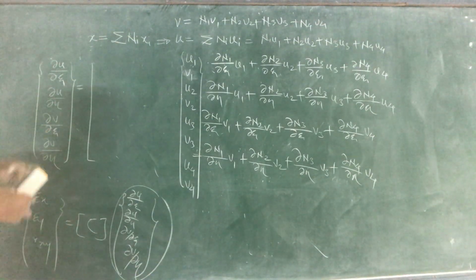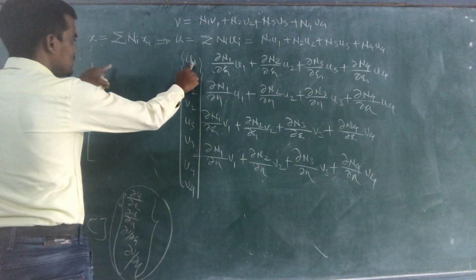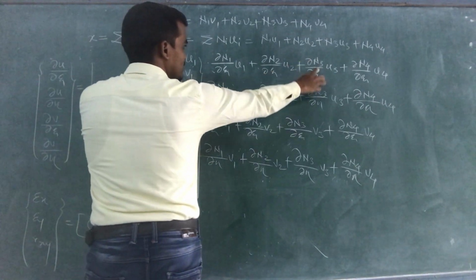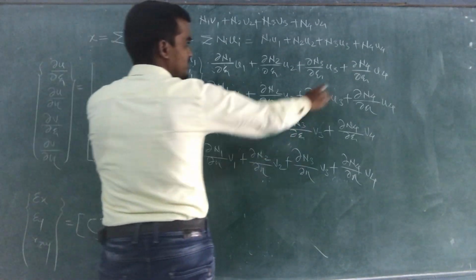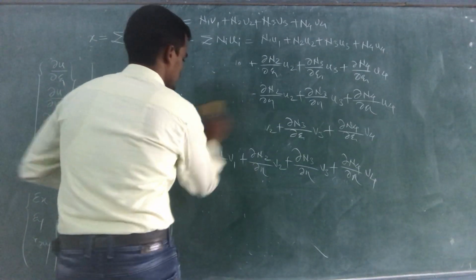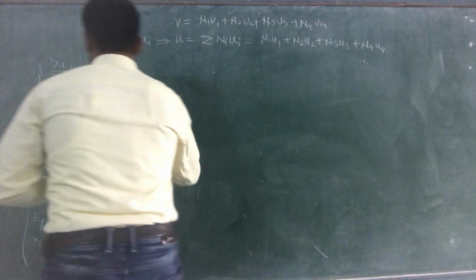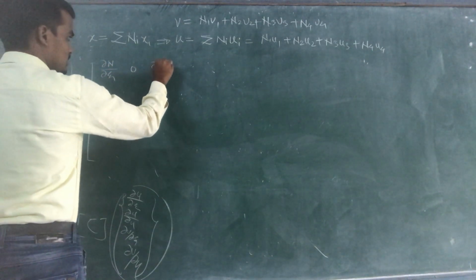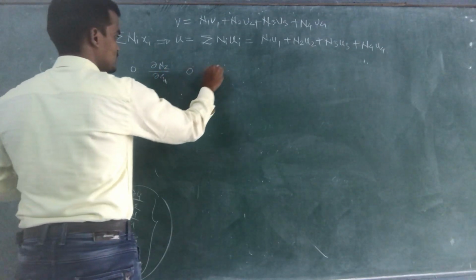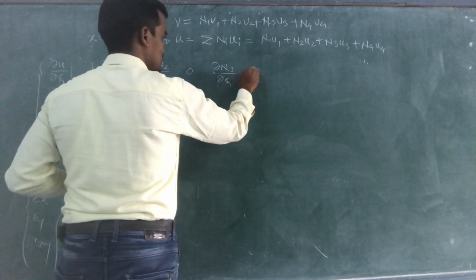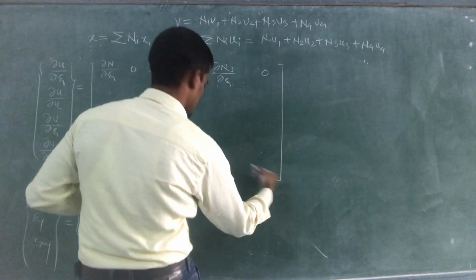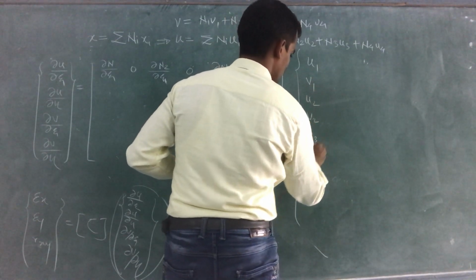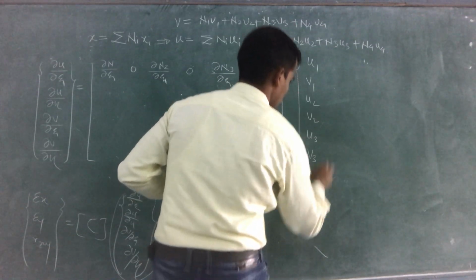If we need to write down the first term, this matrix will contain del N1 by del zeta into u1, the second term will become 0, then the third term will become del N2 by del zeta, then the fourth term will become 0, then the fifth term will become del N3 by del zeta, then this term will become 0, and finally the last term will become del N4 by del zeta. So in this way we can write it: del N1 by del zeta, 0, del N2 by del zeta, 0, del N3 by del zeta, 0, del N4 by del zeta, 0, into u1, v1, u2, v2, u3, v3, u4 and v4.